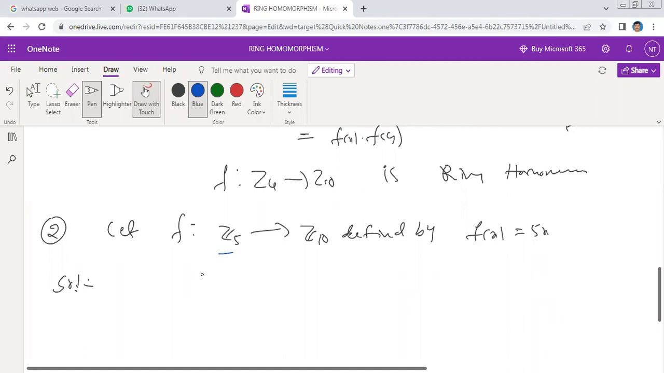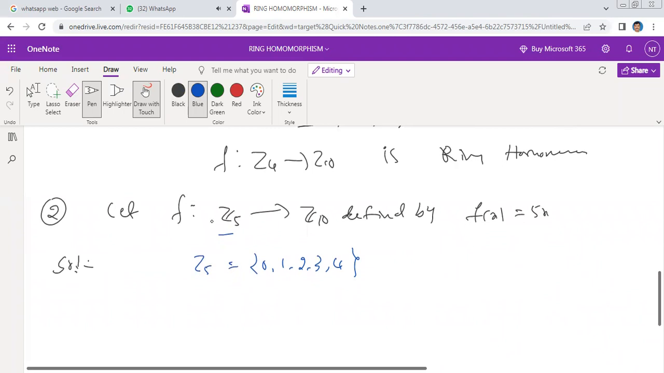What is meant by Z5? Z5 is equal to 0, 1, 2, 3, 4. Take any two elements in this. Let x is equal to 1, y is equal to 4. That way we can crack the problem.